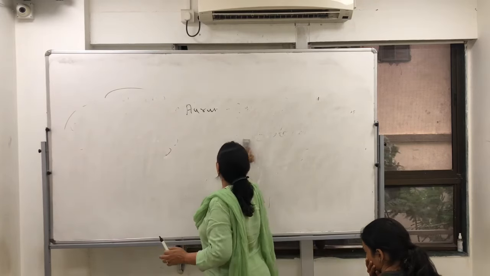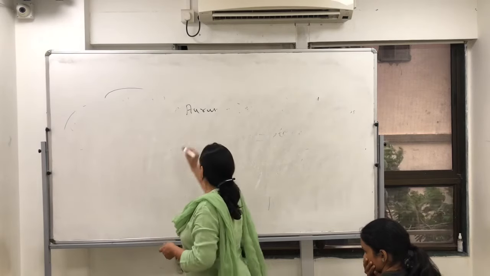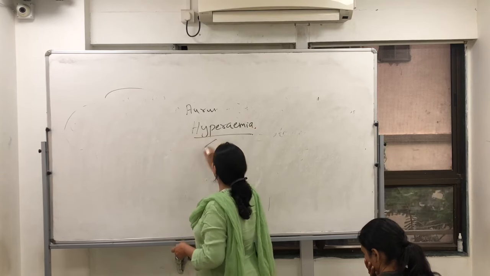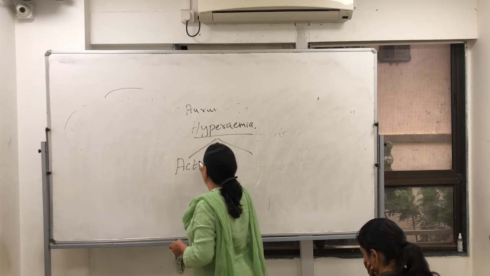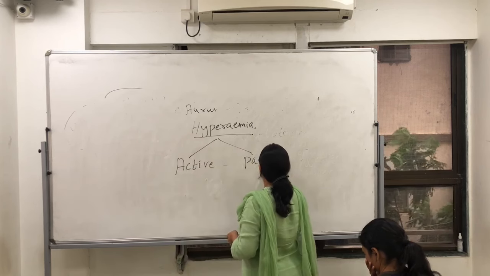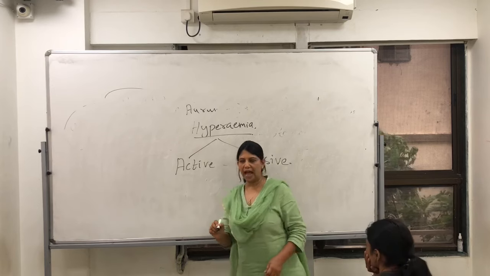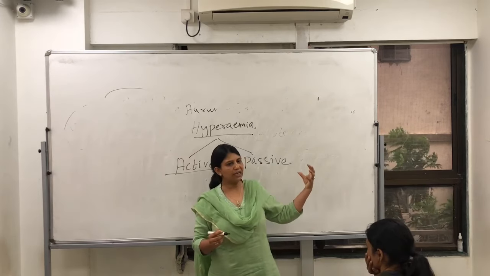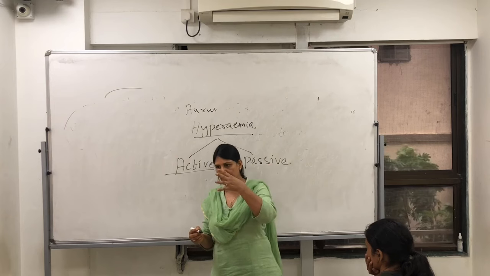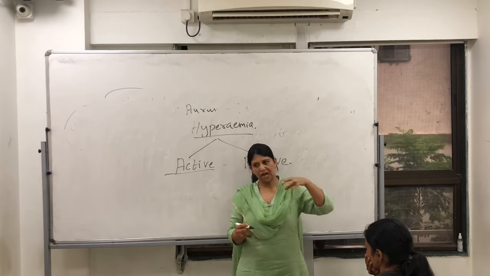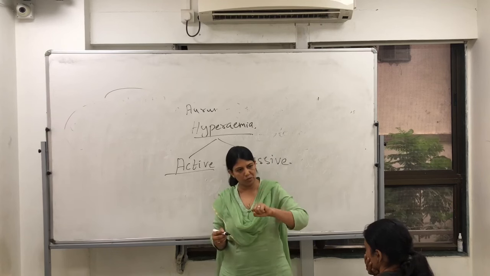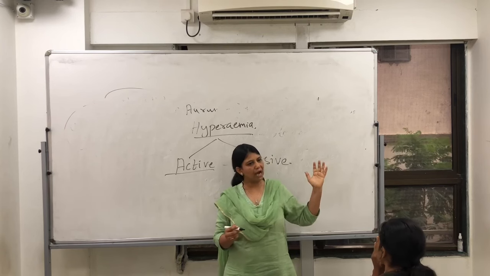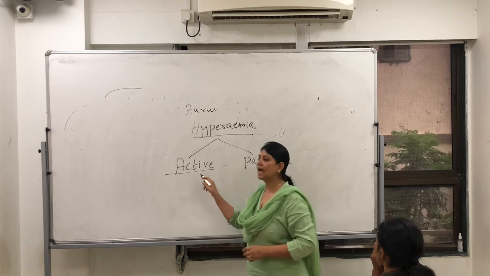But the second important thing is hyperemia. Aurum is a leading remedy for hyperemia, and there are always two types of hyperemia. One is active and second is passive. Now the difference between active and passive hyperemia. Active hyperemia means when you are doing exercise, the body needs more blood. The heart needs more blood. It means the heart is working properly, pumping the blood properly. But because you are an athlete or doing heavy exercise, the heart needs more blood. That is known as active hyperemia.